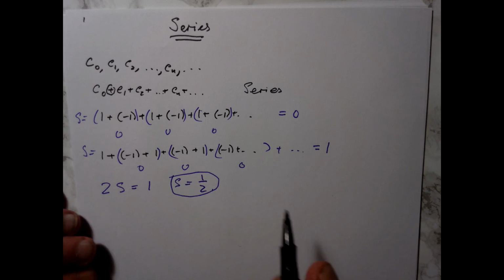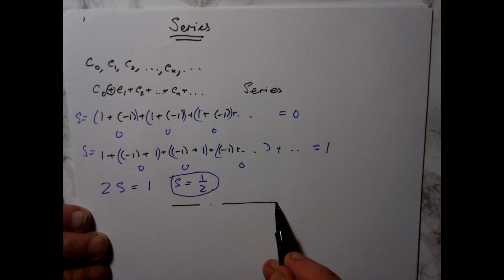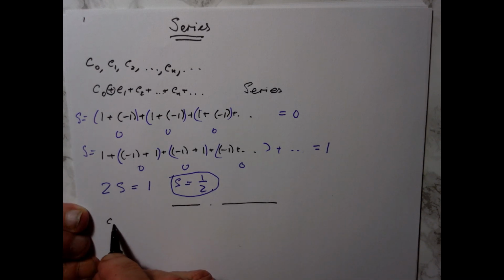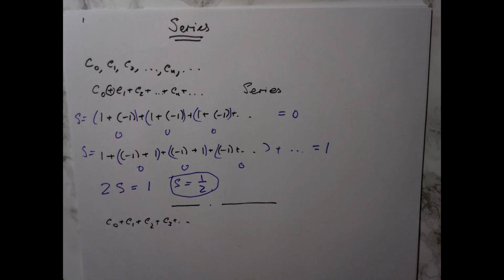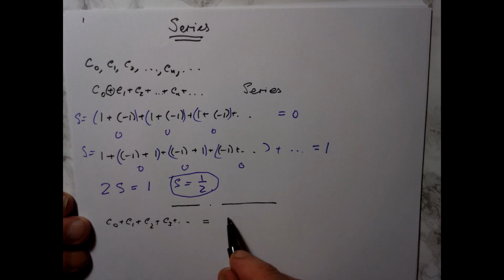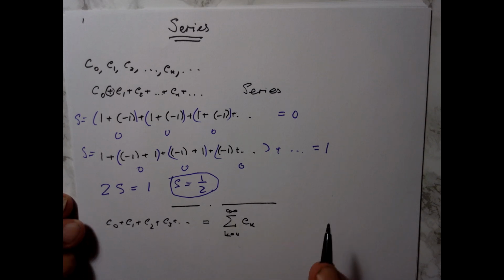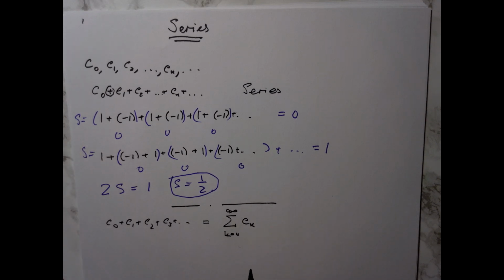Okay, so the point is that this expression over here, C0 plus C1 plus C2 plus C3 plus etc., is to be treated simply as an expression, and often it is written in a sigma notation, Ck, k from 0 to infinity, and this expression by itself is called the series.